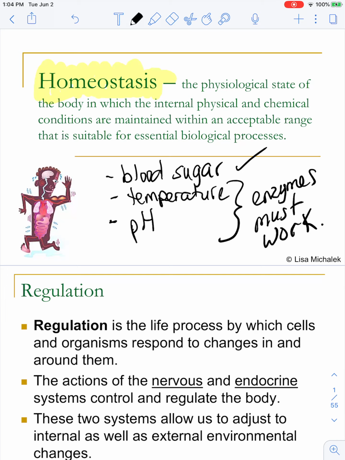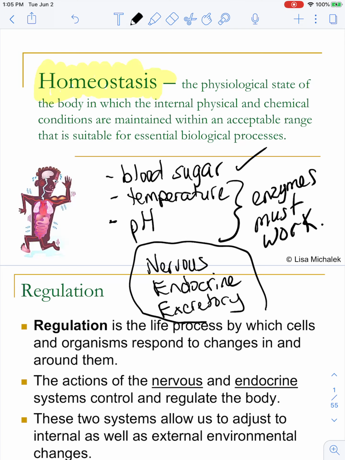Now, it does encompass three different systems, which we're going to look at. Overall, there are more that contribute to this, but the three main systems that we're going to be looking at are the nervous system, the endocrine system, and the excretory system. Okay, and we're going to look at them in that order.